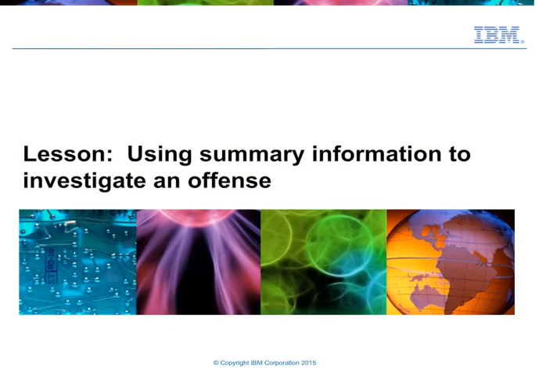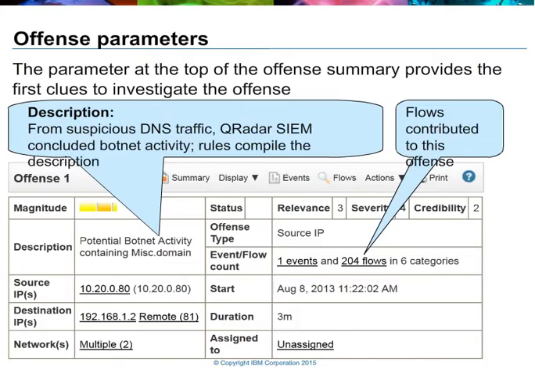In this lesson, we'll investigate an offense that's based on flow record information. The layout for an offense based on flows is exactly that of one based on events. In this case, we have an offense called potential botnet activity containing miscellaneous.domain. Miscellaneous.domain refers to flow traffic that has to do with DNS activity.